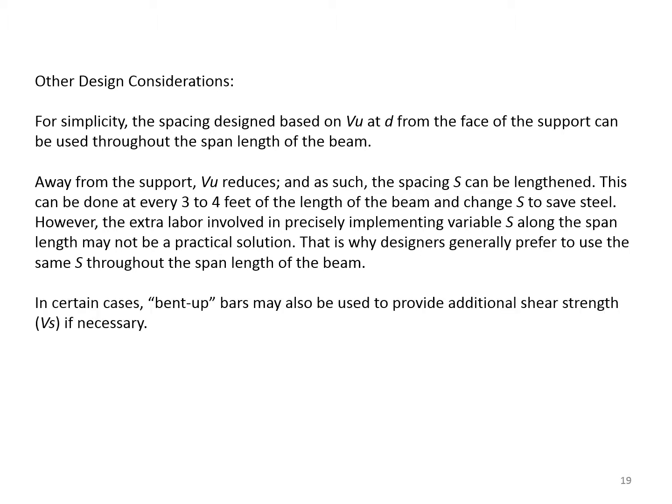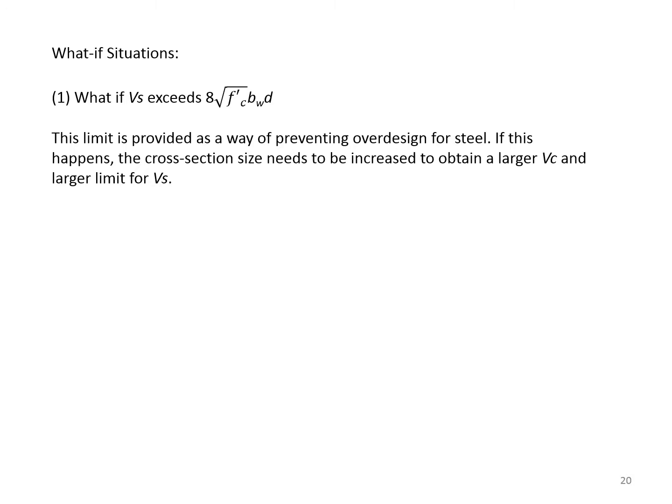In certain cases, bent top bars can also be used to provide additional shear strength, Vs, if necessary. What if situations? What if Vs exceeds 8 square root of f'c bw d? This limit is provided as a way of preventing over-design for steel. If this happens, the cross-section size needs to be increased to obtain a larger Vc and larger limit for Vs. What if the spacing from calculation is too small?